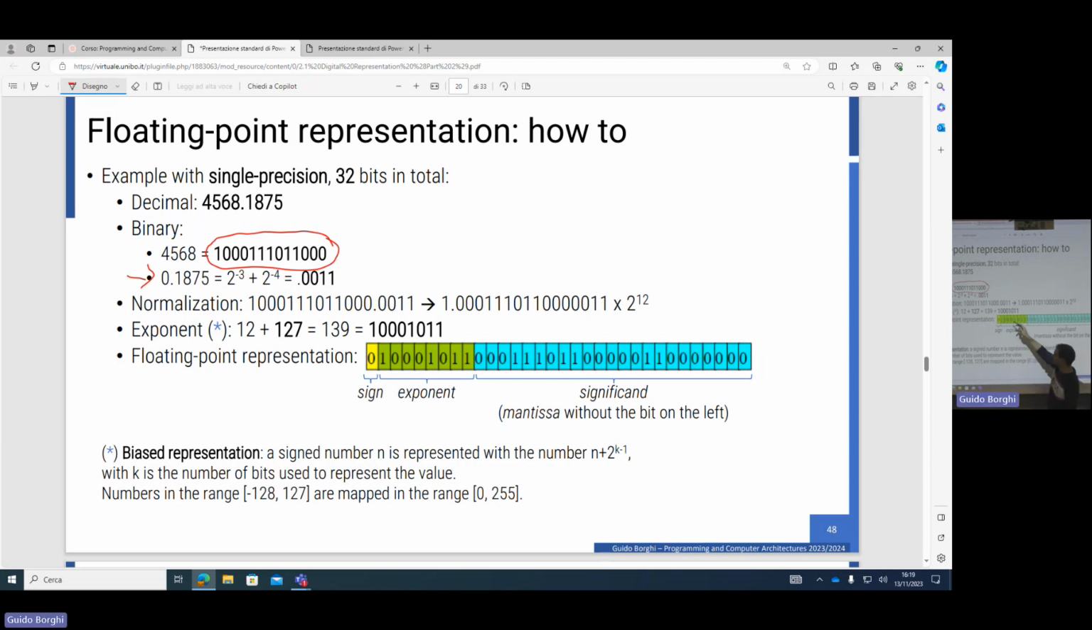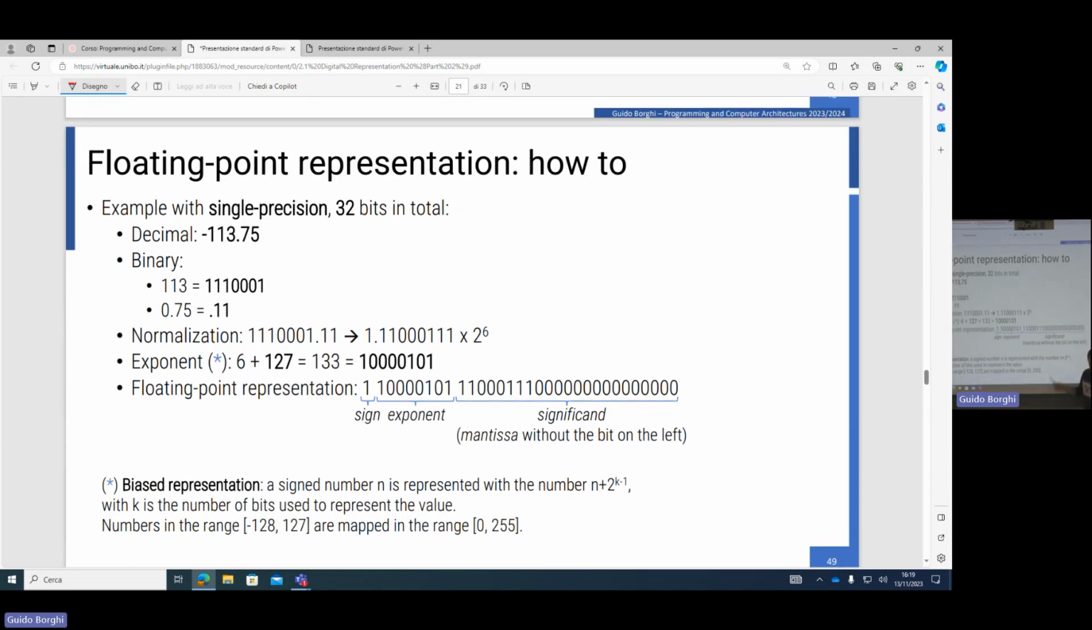When you have computed the exponent, then you can create the final representation. Remember that in the first position there is the sign: 0 for positive, 1 for negative. This is the standard. In this case, we have a positive initial number, so here we have the 0. In the second case, the other exercise that you can find, we start from a negative number, so here we have 1. That's all for the sign.